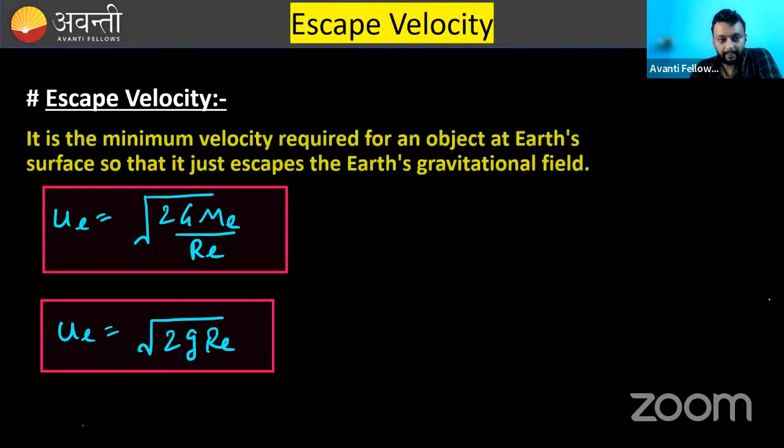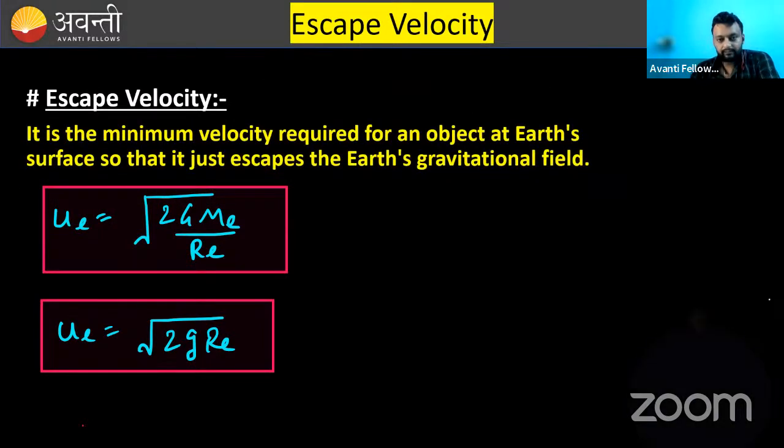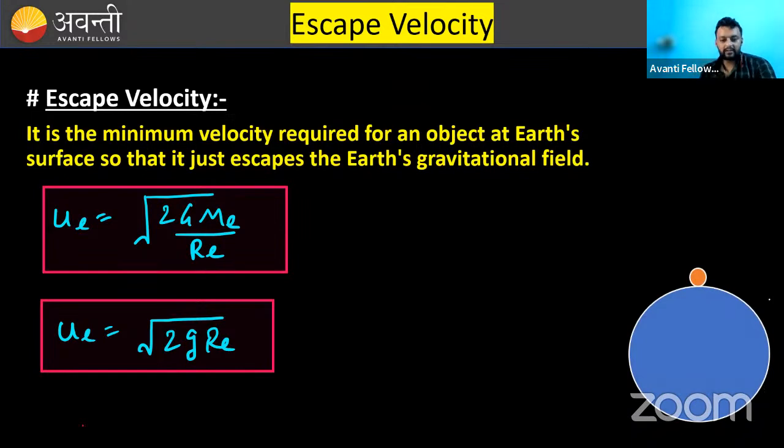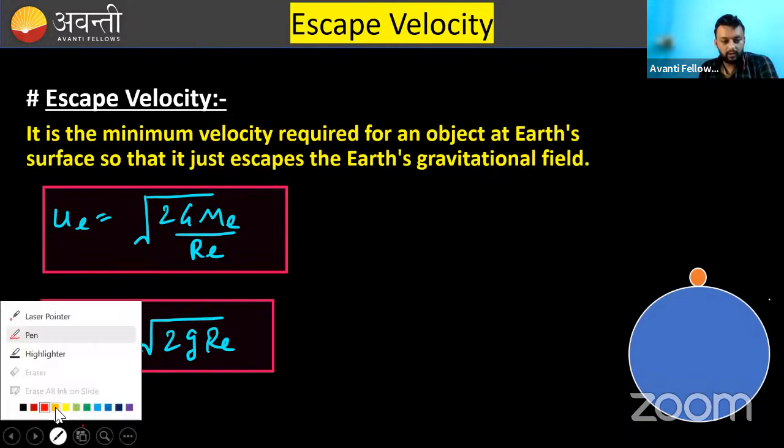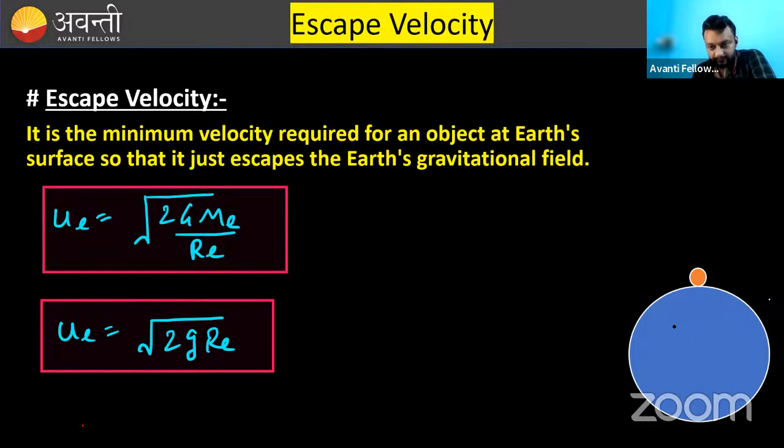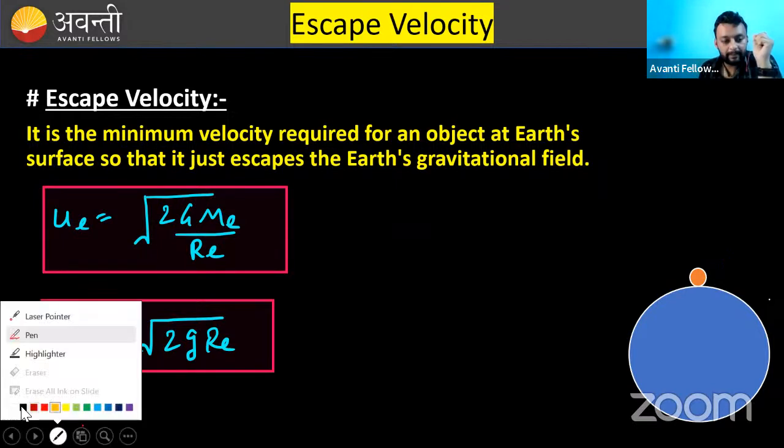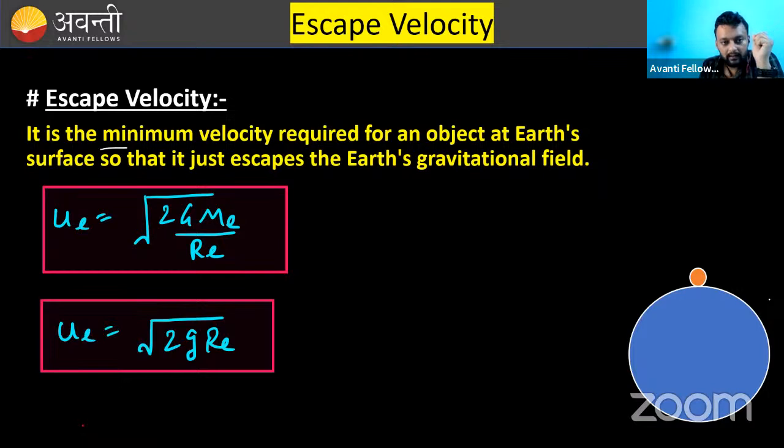Escape velocity. Let's suppose this is our Earth and a mass is placed here. Then what is escape velocity? The minimum velocity required for an object at Earth's surface so that it just escapes the Earth's gravitational field.